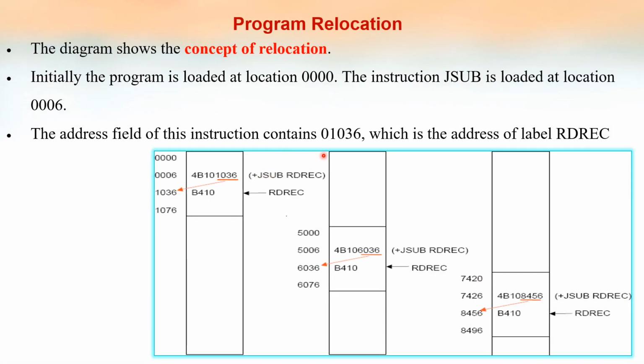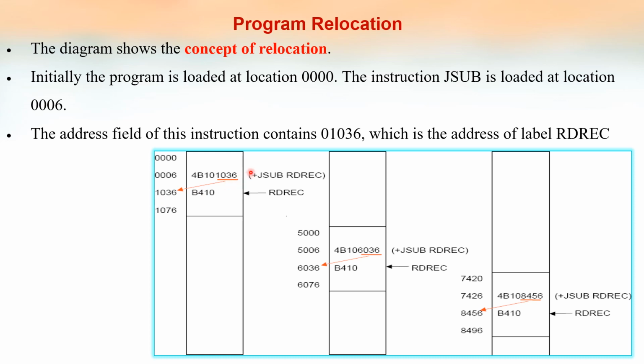This diagram shows the concept of relocation. In this, each block represents the memory. Consider the first block. In this, the starting address of the program is 00. If the program starts from 00, then consider only one instruction, JSUB RDREC. This instruction is at location 0006, and the operand of this instruction, RDREC, is a memory address 1036, which means the address of RDREC is 1036.